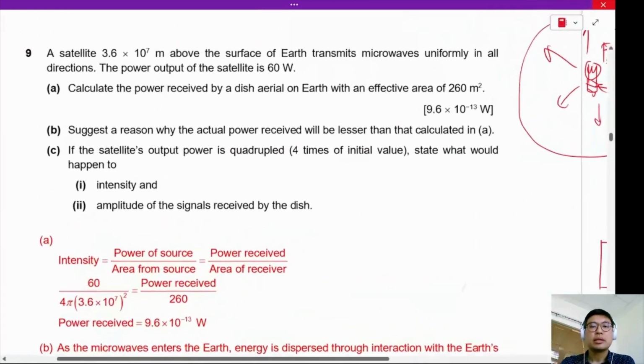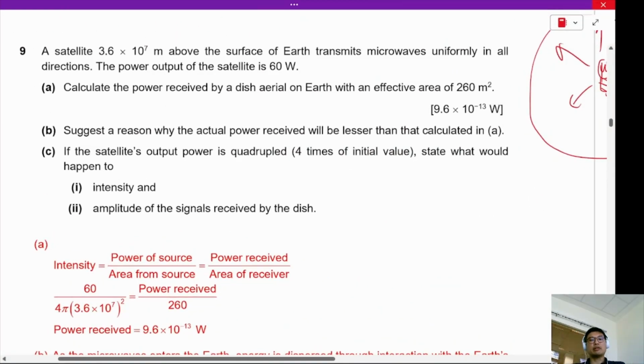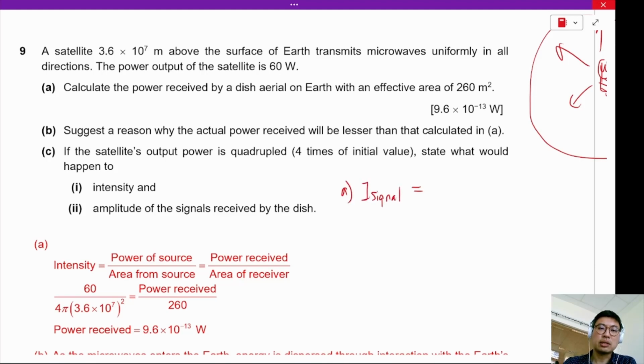So over here, let's take a look. A satellite above the Earth transmits microwaves uniformly in all directions. The power output of the satellite is 60 watts. What is the power received by a dish aerial with an effective area of 260 square meters? First of all, we need to find out the intensity of the signal. The intensity of the signal will be the power of the signal divided by 4 pi r squared, and r is 3.6 times 10 to the power of 7.